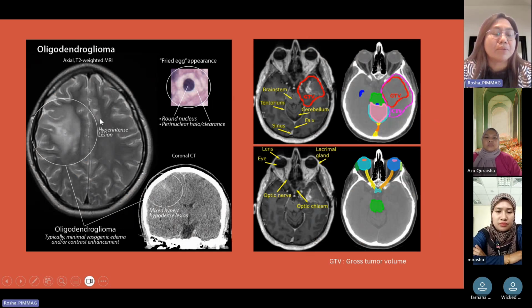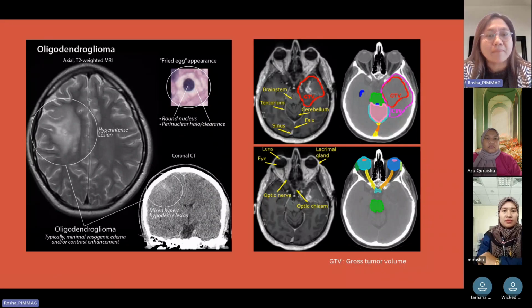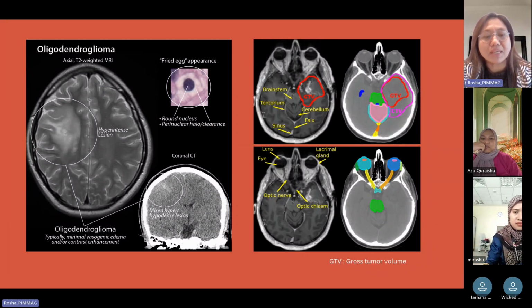This is the example of oligodendroglioma for the MRI T2 images, and also the coronal CT scan shown the oligodendroglioma present. It is typically minimal vasogenic edema with the contrast enhancement. And on the right side, images also the same, present of a gross tumor volume, as you can see here.